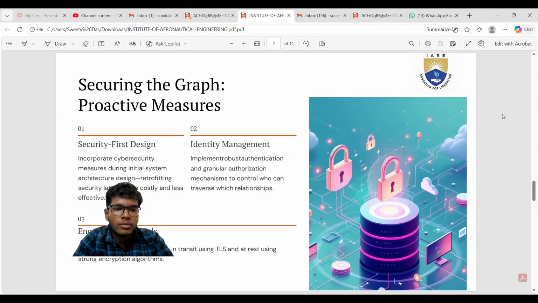Security first design: incorporate cybersecurity, identity management, and encryption standards. Incorporate cybersecurity measures during initial system architecture design. Retrofitting security later proves costly and less effective. Identity management: implement robust authentication and granular authorization mechanisms to control who can traverse which relationships.